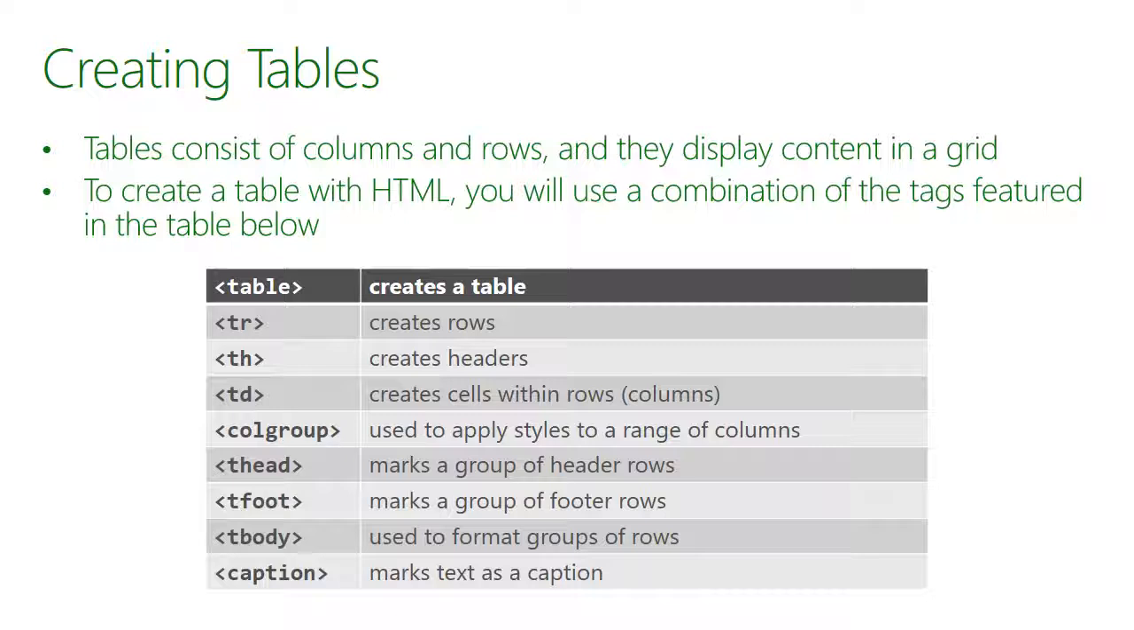So tables consist of columns and rows, and they display content in a grid. To create a table with HTML, you would use a combination of the tags featured in the table below. So table would actually create a table, tr would create rows, th creates headers, td creates cells or columns within rows, colgroup is used to apply styles to a range of columns, thead marks a group of header rows, tfoot marks a group of footer rows, tbody is used to format groups of rows, and caption marks text as a caption.